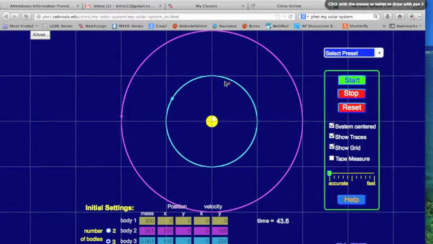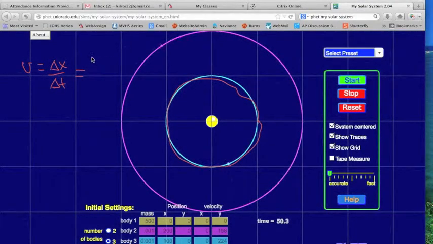And so these things are going constant speed. And we know speed is change in distance over change in time. And if they go around once, the change in distance would be 2 pi r, whatever r is, the radius for this one, let's say. And the change in time we call the period.